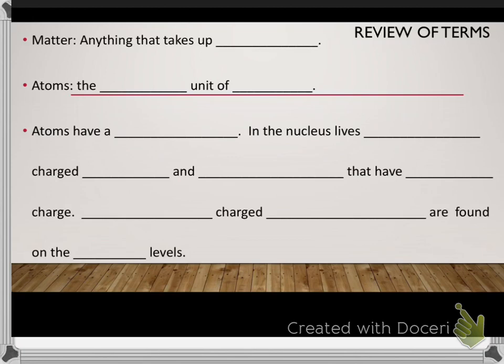First of all, a simple one is matter, and that's anything that takes up space. Our next term is atoms, which I said we just finished, so you should know what an atom is, but it's the smallest unit of matter. Atoms make up everything.